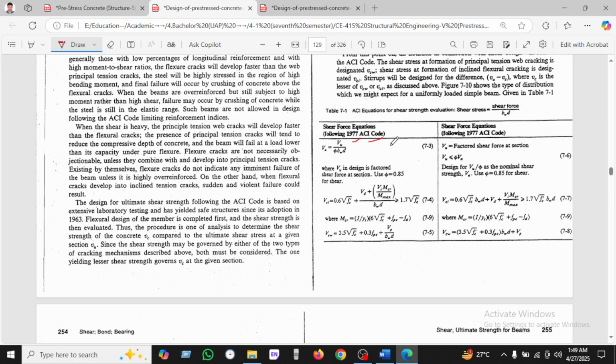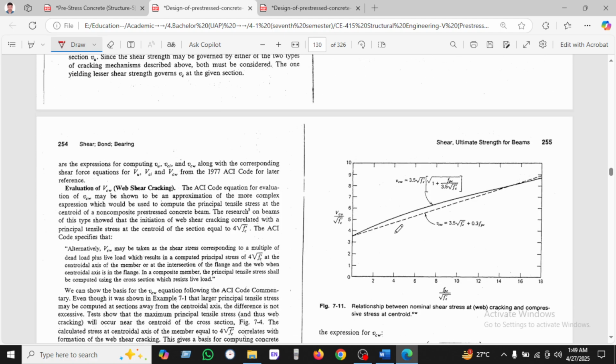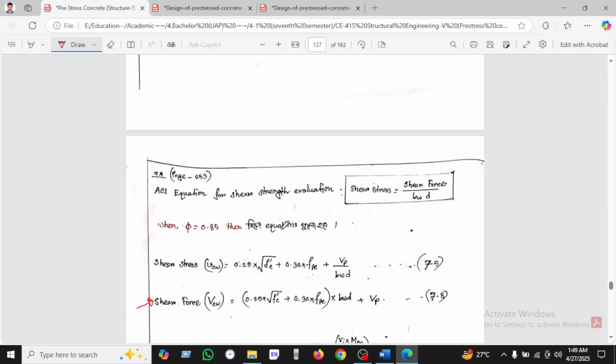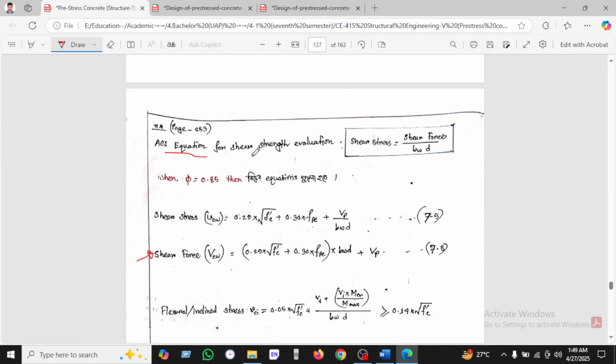Here is some equation showing 1977 as per ACI code, and the shear force equation. This is the shear force equation, and the same 1977 ACI, and Vn equals Vc plus Vs, and phi Vn, and given all the diameter, all the equations. So if we see here the ACI equation for shear evaluation, we know the stress, which is the shear force into b into d, and the factor for prestress we have been taking as 0.75, others we take 0.78.